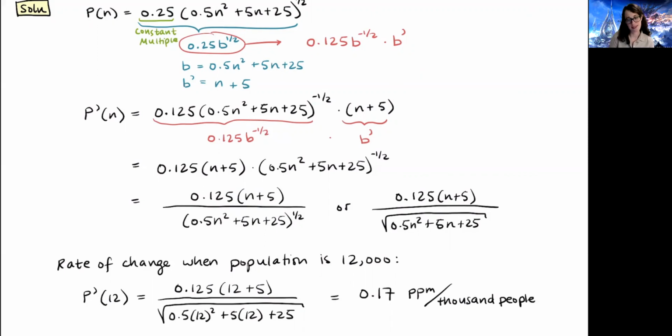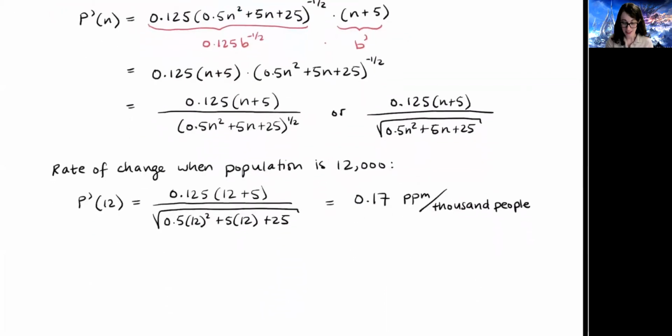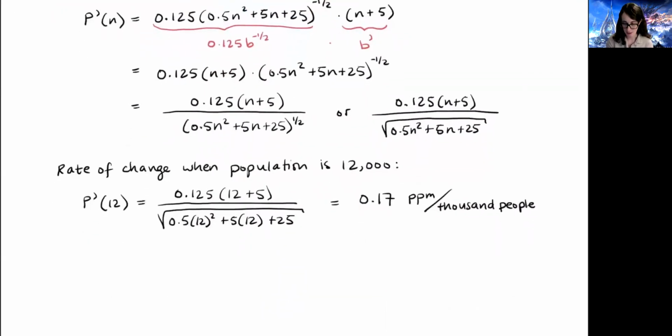Now this can be a little deceiving. It says 0.17 parts per million per 1,000 people. But this isn't for any 1,000 people. It's just for the 1,000 around where we plugged in, which was 12, or 12,000. If we plugged in a different number, 13, 14, 6, we would get a different rate of change. So it's important to be able to interpret the meaning of this per 1,000 people here, or this rate of change in general.